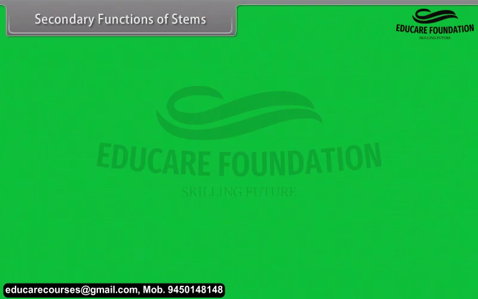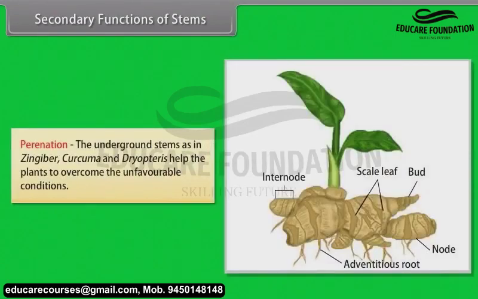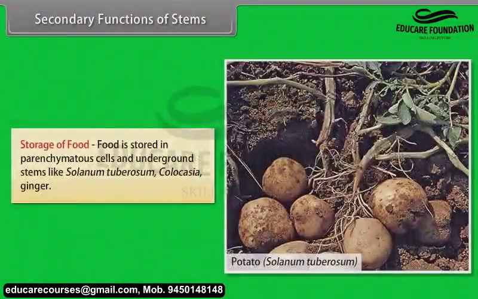Secondary functions of stems. Perennation. The underground stems, as in zingiber, curcuma, and Dryopteris, help the plants to overcome unfavorable conditions. Storage of food. Food is stored in parenchymatous cells in underground stems like Solanum tuberosum, Colocasia, ginger.